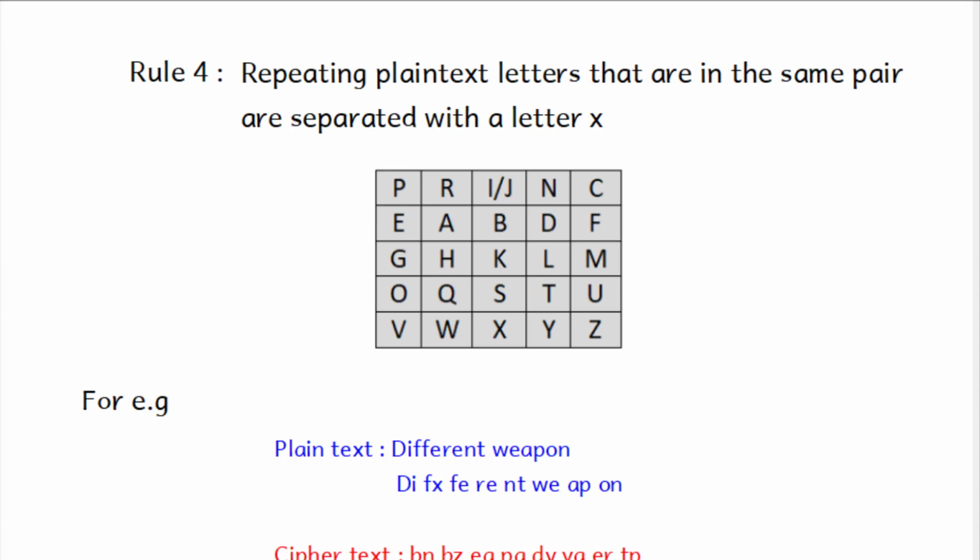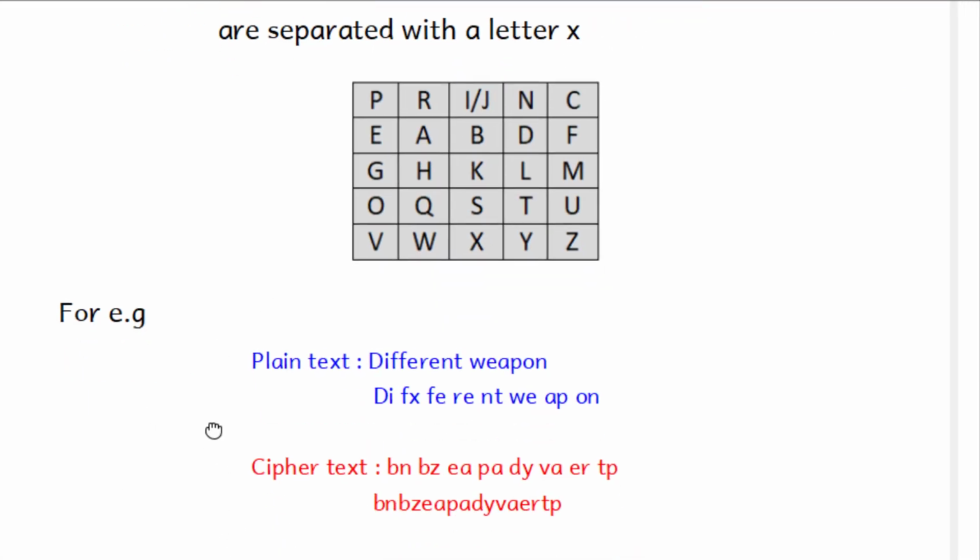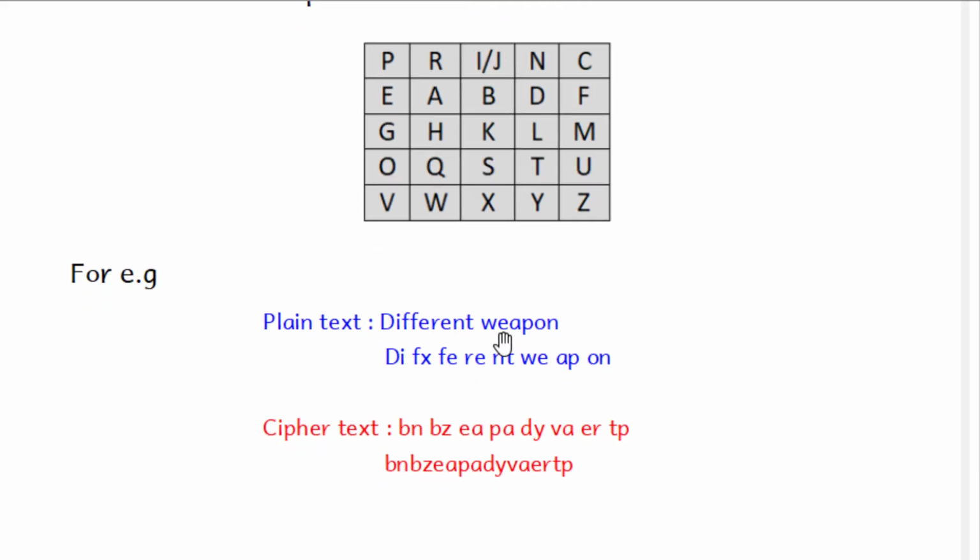Okay, now next we see the solution. So this is the word DIFFERENT WEAPON. Suppose we have the plain text DIFFERENT WEAPONS. The first step is we make pairs. As you can see, two F are coming together, so we have written FX, and so on. So for DI, this is BN, you can check it out. This is the key matrix, and this is the plain text and the cipher. This is how we do it using the Playfair cipher.